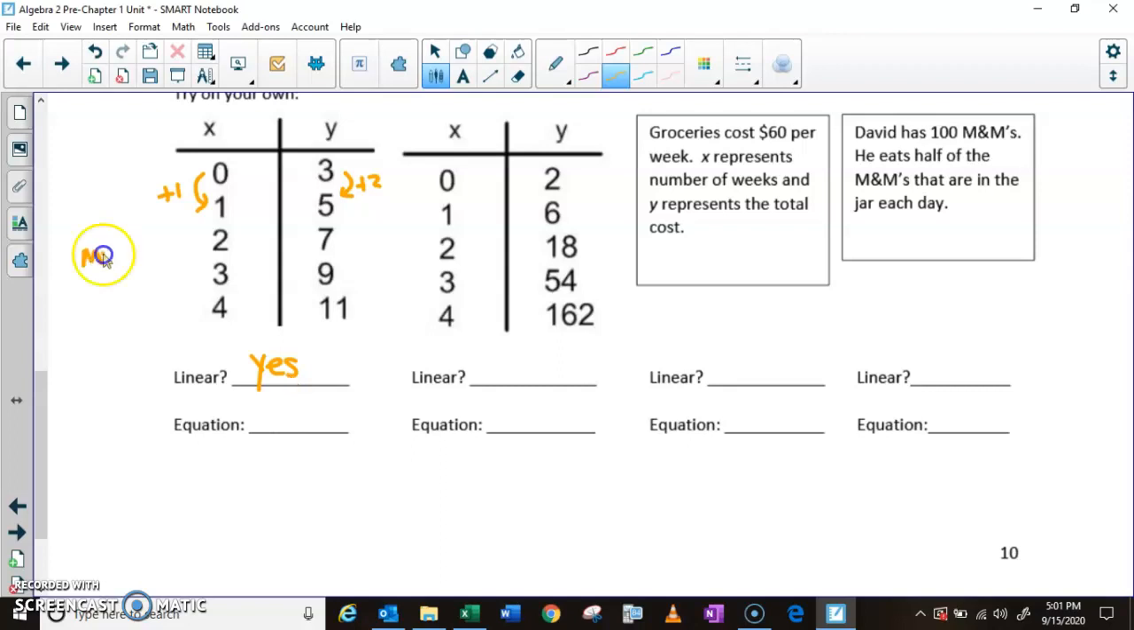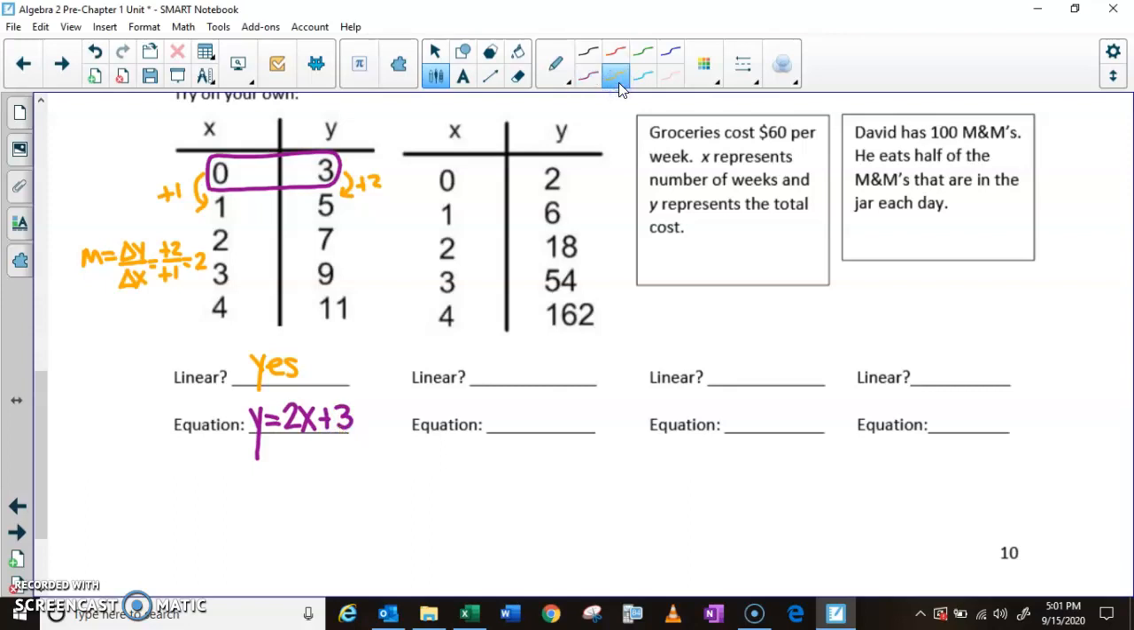So for my slope, I have my change in the Y over the change in the X. My change in the Y was add 2. The change in the X was add 1. So my slope here was 2. My y-intercept was when X was 0. So if X is 0, Y is 3. That's everything I need now to write my equation. So Y equals my slope of 2X plus my y-intercept of 3.